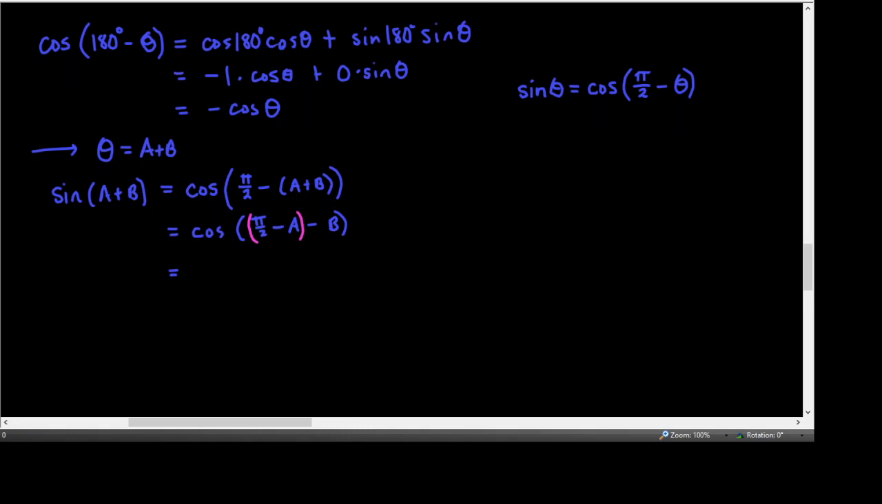And we know the identity for cosine of something minus something. It's cosine of the first times cosine of the second, change the sign, sine of the first times sine of the second.